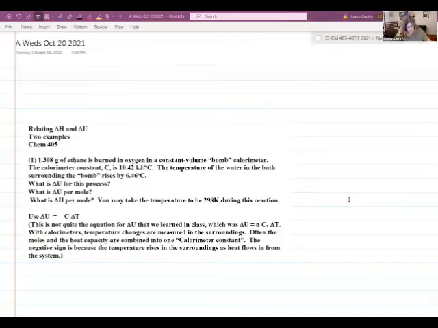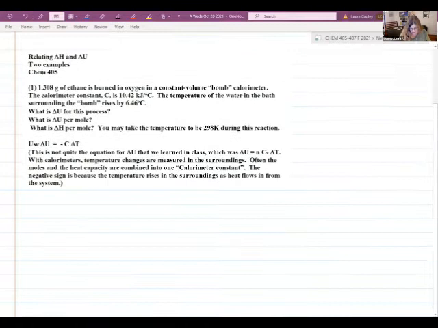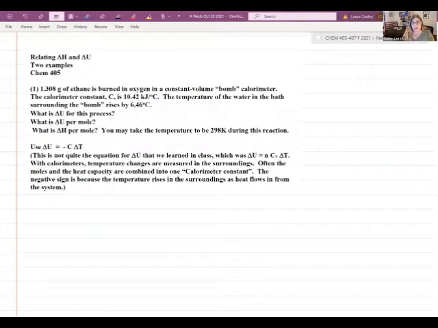All right, so I'm ready to do the class for October 20th, 2021. All right, so I pointed out this problem last time. I showed you this is what we were going to be doing. So let's just read this problem.